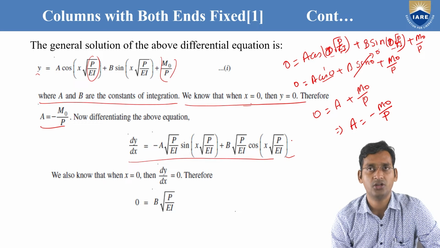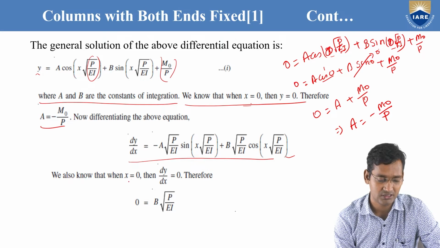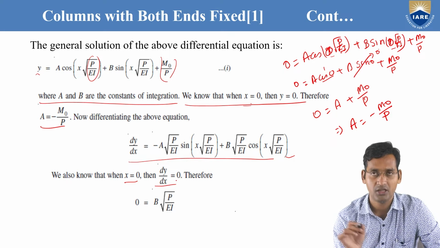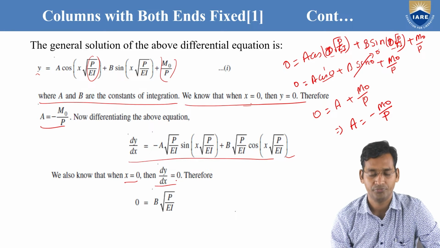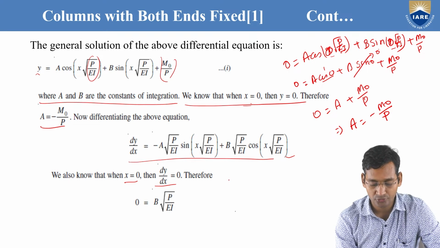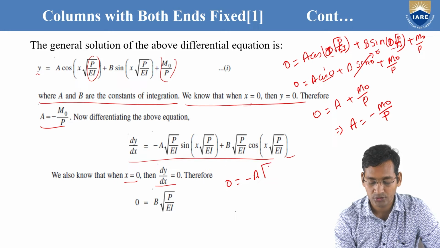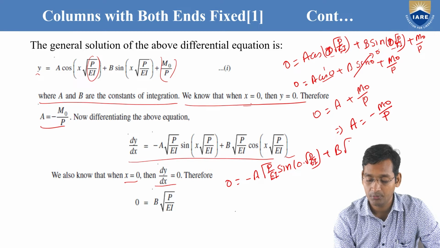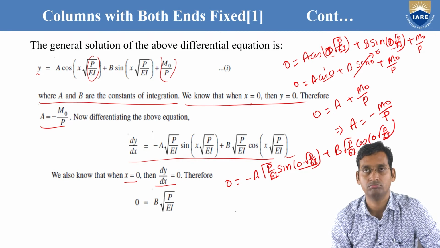Now again we have to use what? The boundary condition. So what is the boundary condition? Just x equals 0, then dy by dx equals 0. That concept is to substitute here. So after putting dy by dx equals 0 here, 0 equals minus a root p by EI sin 0 into root p by EI plus b root p by EI into cos 0 into root p by EI. So sin 0 into this one, 0.